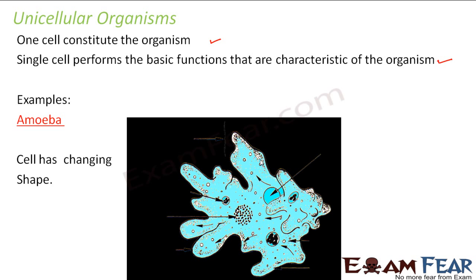Now here it has got a single cell, and that cell decides the shape of the amoeba. When that cell changes its shape, the amoeba also changes its shape. So amoeba is an example of a unicellular organism. Here the intake of food, the digestion of food, the excretion, all these functions have to be performed by the single cell. So the single cell is capable of performing the functions which are needed in due course of time.